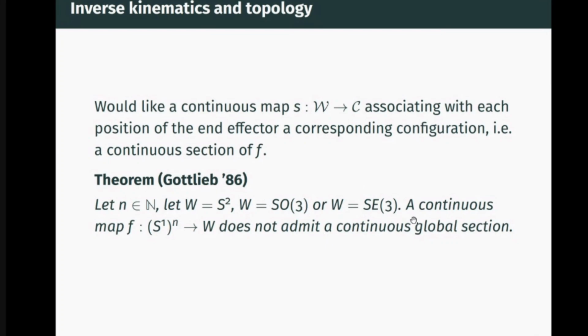And the bad news is that a continuous map from the n-torus into one of these things never admits a global continuous section. And this is something that's purely topological. So the proof is really using, I think, playing around with homotopy groups or cohomology groups, but this is nothing very wild. This really follows already from topology. So this already shows that this inverse kinematics problem is not that simple.